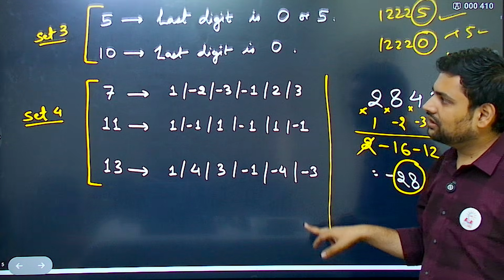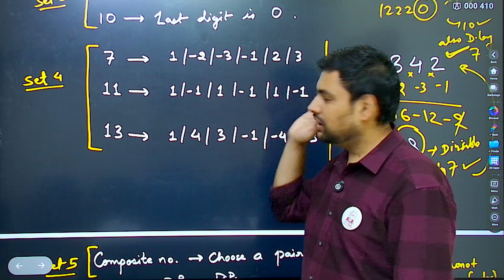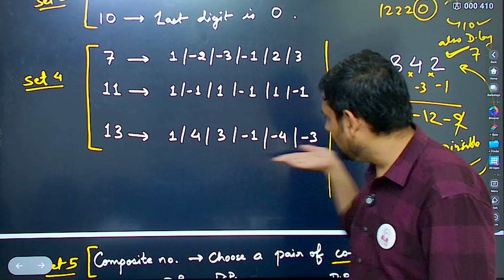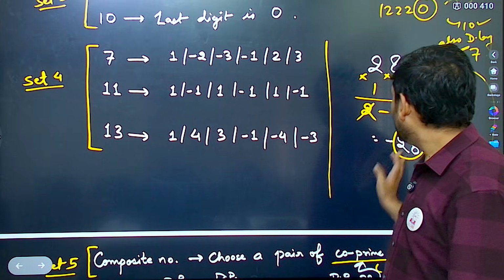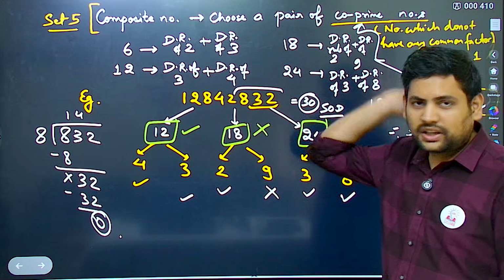Then 7, 11, 13, these are the series 1, minus 2, minus 3, minus 1, 2, 3, correct? 1, minus 1, 1, minus 1, this you must remember. 1, 4, 3, 1, minus 1, minus 4, minus 3. Okay, this is for 13. All these you remember.